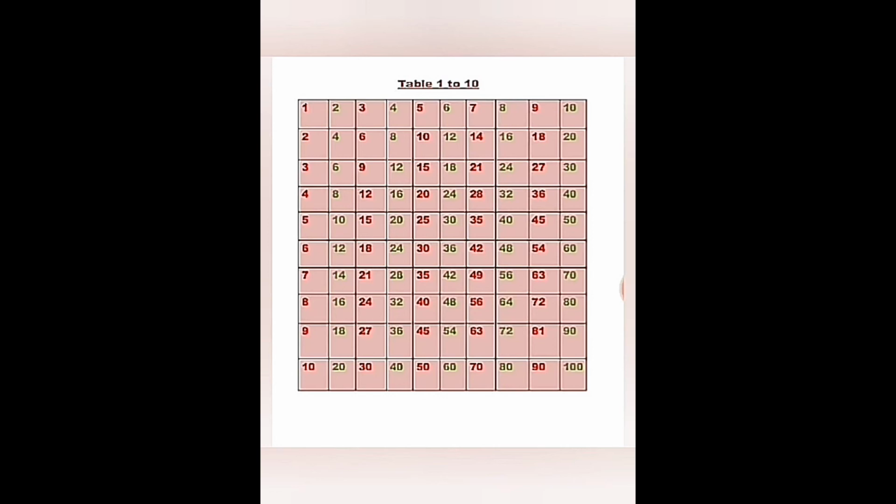It is a property of multiplication that is called commutative property, and according to that, if you are multiplying two different numbers and you are changing the order, the answer will be the same.